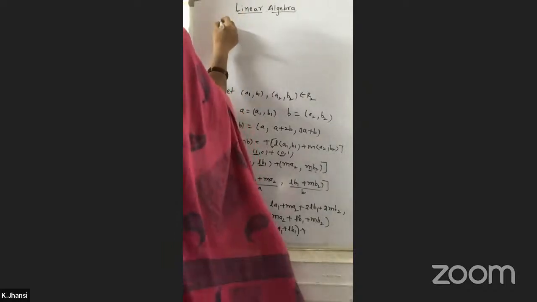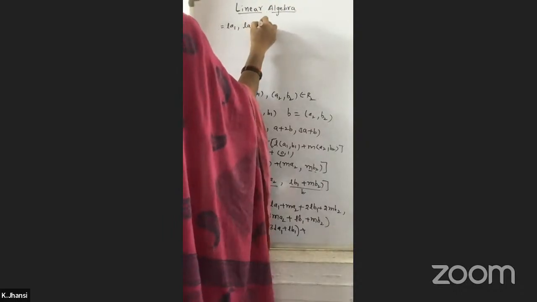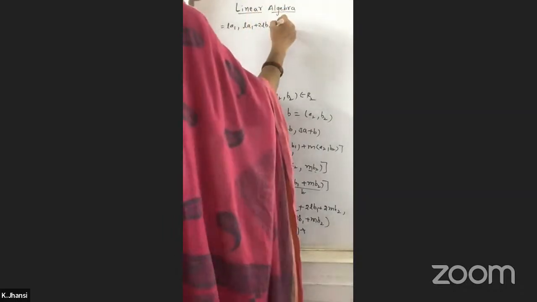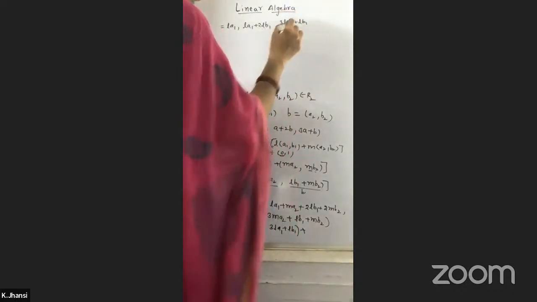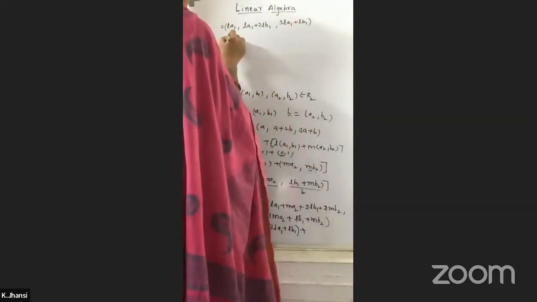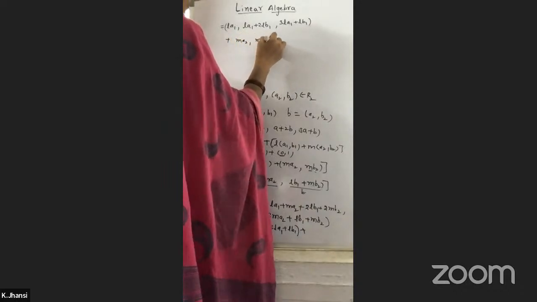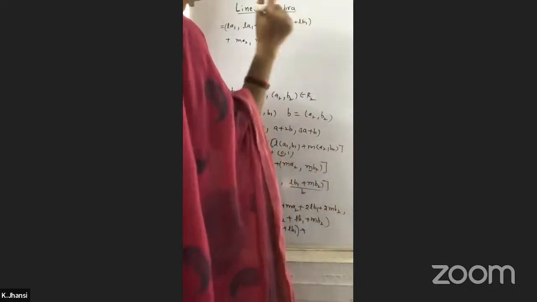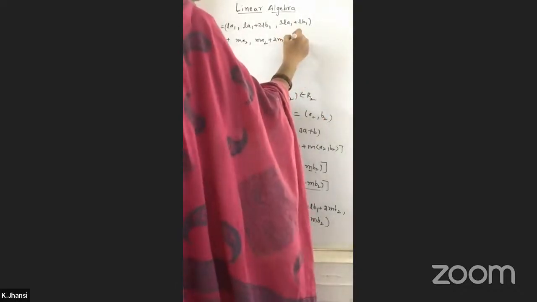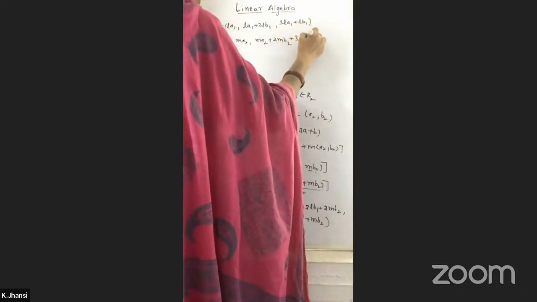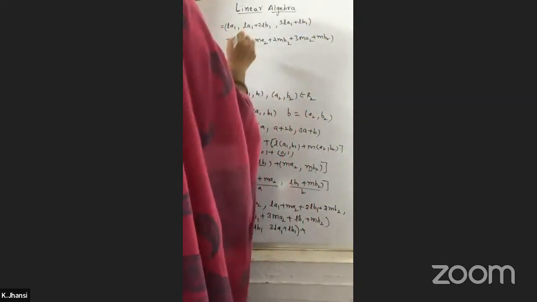That whole thing I am writing here is equal to (LA1, LA1 + 2LB1, 3LA1 + LB1) plus M times... what is M? (MA2, MA2 + 2MB2, 3MA2 + MB2). Okay.